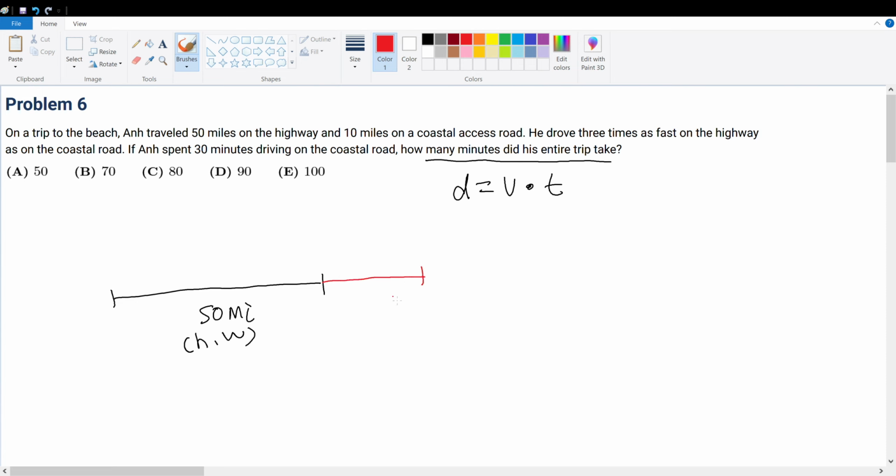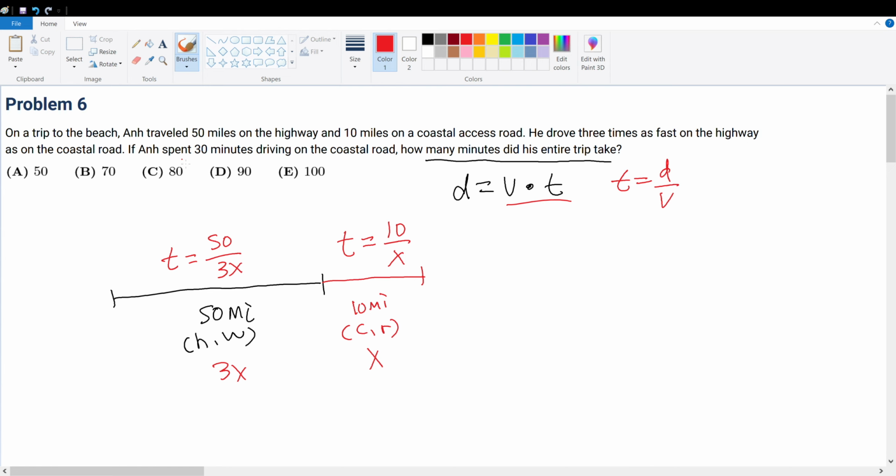And we were told that he drove 3 times as fast on the highway as on the coastal road. So let's say this is 10 miles, right? Let's say that he drove x miles per hour on the coastal road. Well, that would be 3x on the highway. So if we rewrite this, t is equal to distance divided by velocity. So this time must be equal to 10 divided by x. And this time must be equal to 50 miles divided by 3x.